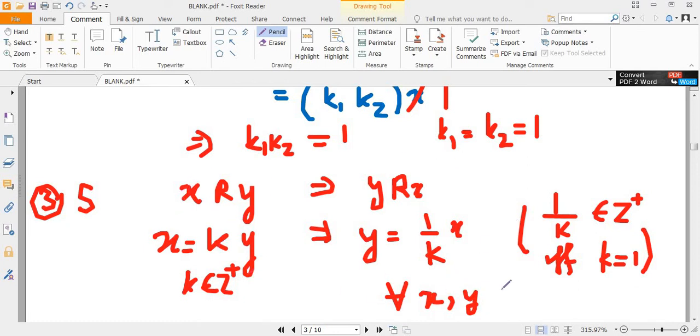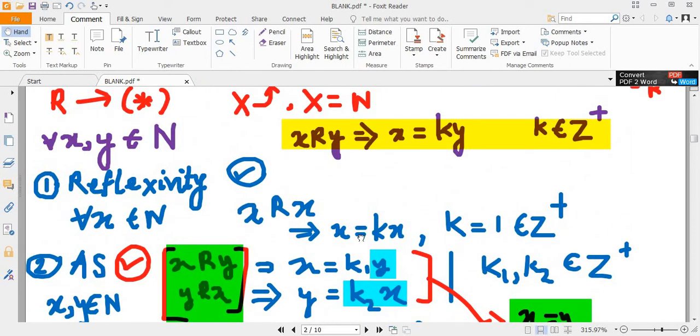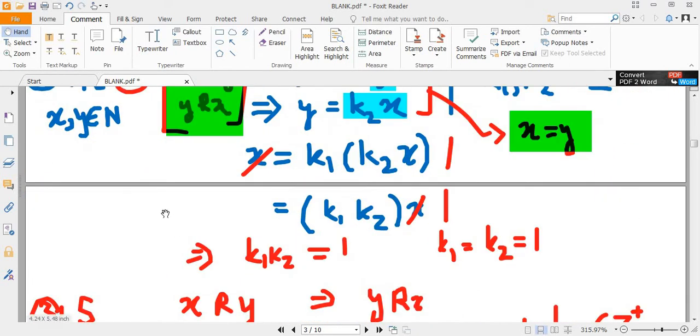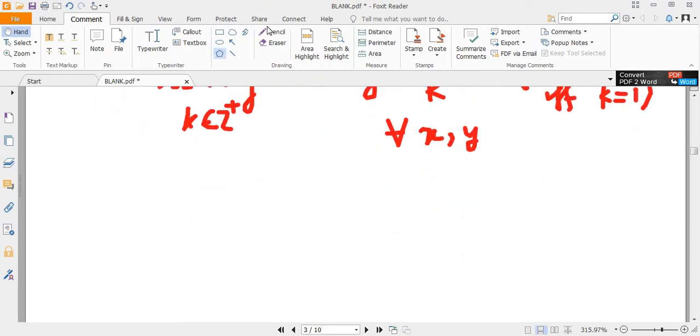It's not true for any combination or any choice of x and y that you take from the set of positive integers or the set of natural numbers that we had started with as the sum. So in this case, the symmetry property does not hold. That is, the symmetry property is not satisfied in this case.